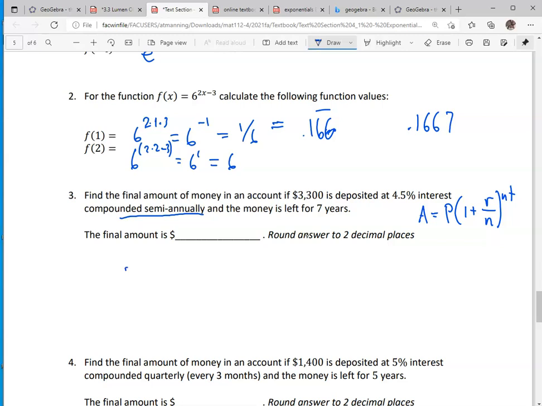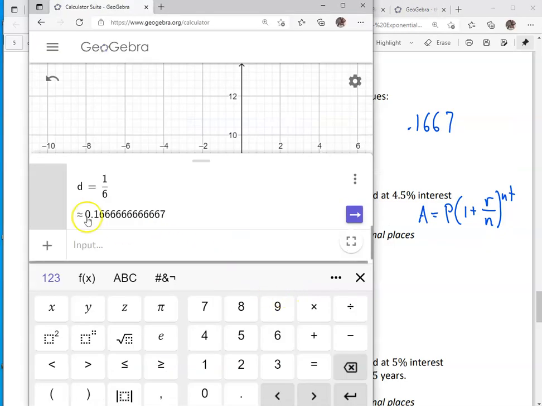All we do is plug in our numbers. So we do 3300 times 1 plus 0.045 over 2, since semi-annually means twice a year, so n equals 2. To the power of 2 times 7 years, that's equal to 14. Plug the rest into my calculator, bring it over here, put it over here on the right.